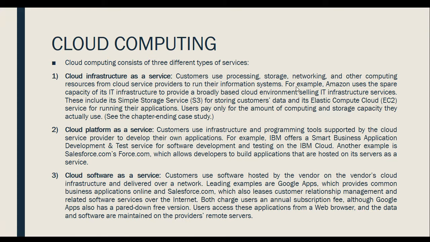For example, Amazon uses the spare capacity of its IT infrastructure to provide a broadly based cloud environment selling IT infrastructure services. These include its simple storage service, S3, for storing customers' data, and its elastic compute cloud, EC2, service for running their applications. Users pay only for the amount of computing and storage capacity they actually use.